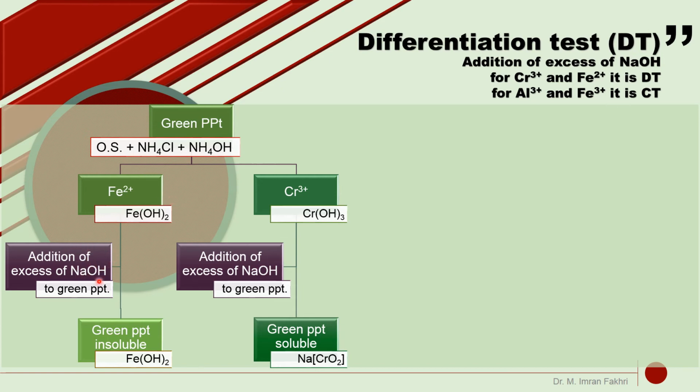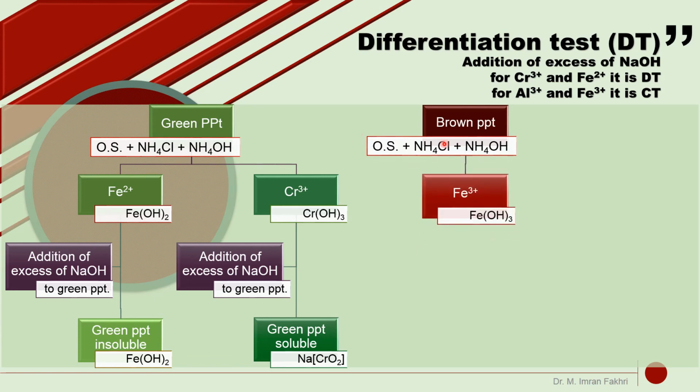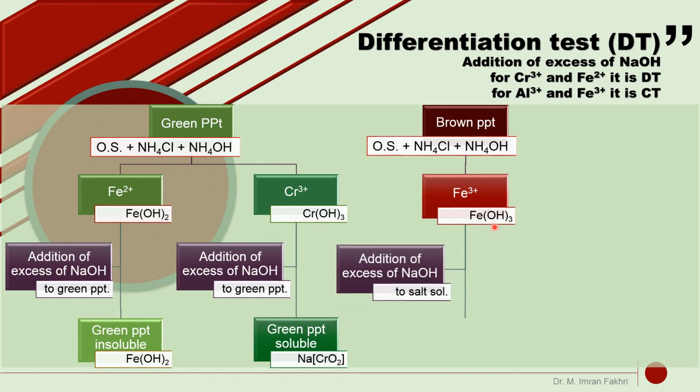If with the addition of sodium hydroxide the green precipitates are insoluble, we are going to have Fe2 positive ions. And similarly, we know that with the addition of ammonium chloride and ammonium hydroxide in group number 3 to the original solution, we may have a brown precipitate. And brown precipitates are of Fe(OH)3, ferric hydroxide. This is going to show that Fe3 positive ion is present in our given salt.